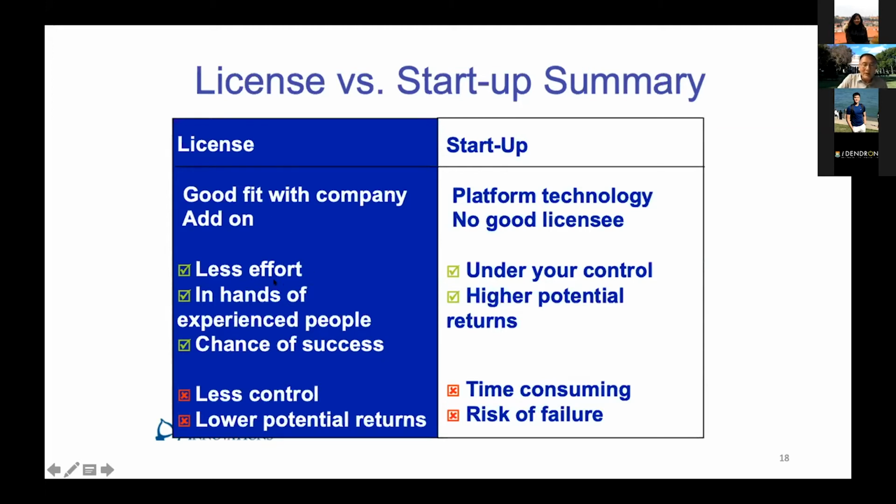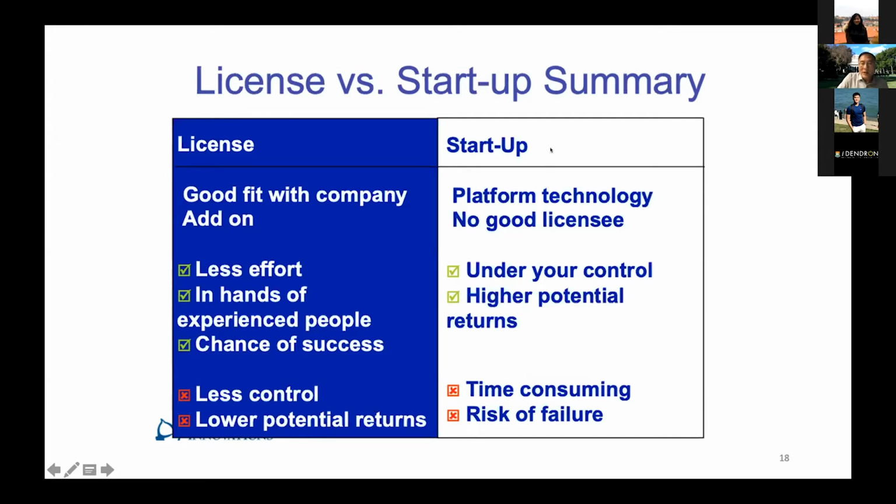And also it will be in the hands of experienced people. That's true, because a mid-size or large company has good resources, not only money but also people. It has a good chance of success, yes. But the cons are that there's less control and also lower potential returns.